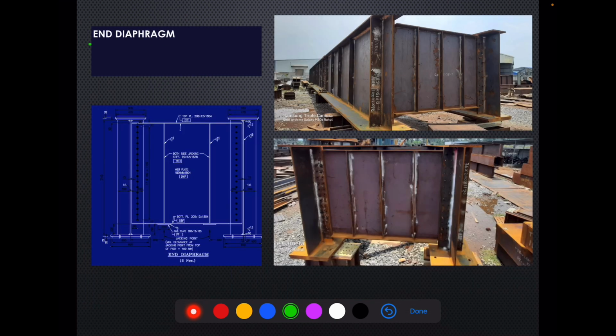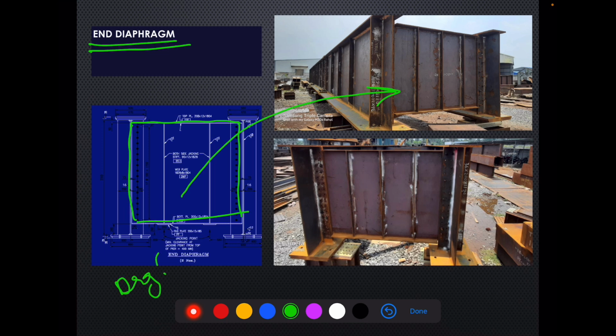Then we have the end diaphragm. This is the end diaphragm shown in the drawing, and this is how an end diaphragm actually looks. In the figure, we also have jacking stiffeners provided on both sides. So these are basically jacking stiffeners.